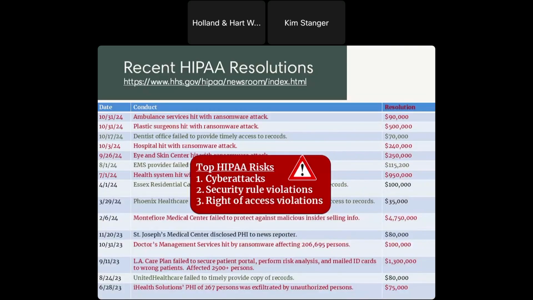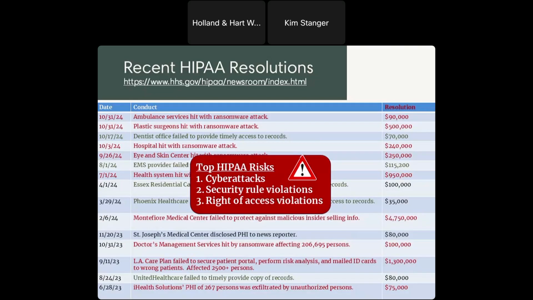Fortunately, however, the OCR is somewhat forgiving, and we don't have a ton of OCR settlements, but we do have a bunch. And if you go on the OCR's website, you can see the recent settlements. The top HIPAA risks right now, the ones that are really coming down in big ticket penalties, are certainly cyber attacks and security rule violations, because those are going to affect tens of thousands of patient records. In addition, there's also right of access violations.